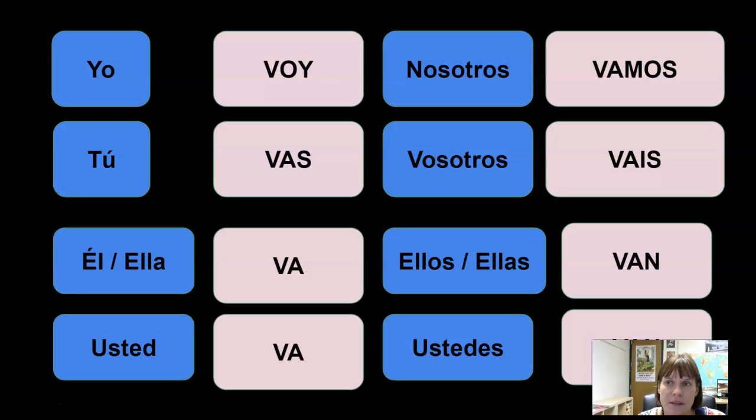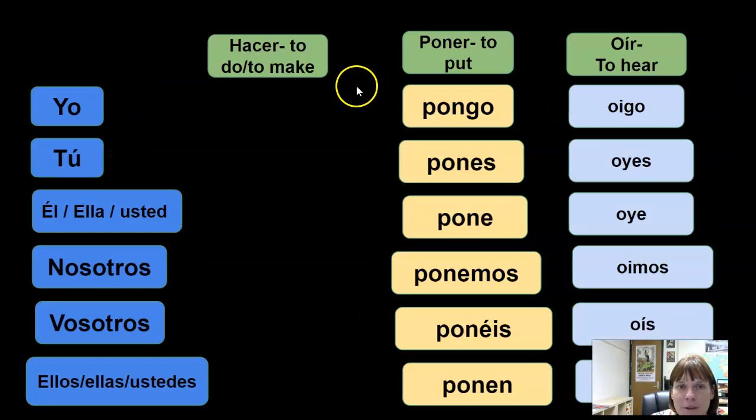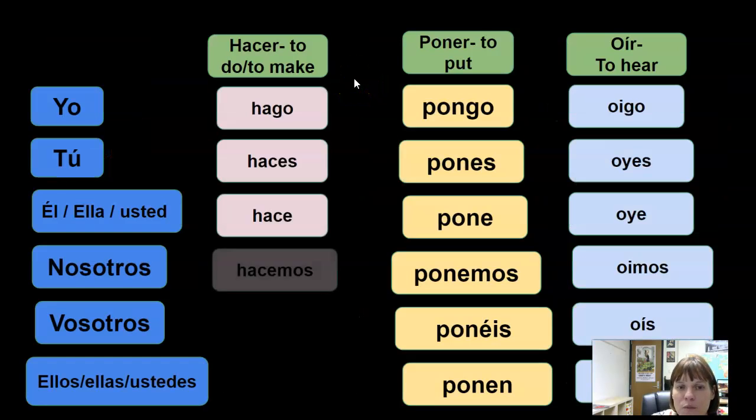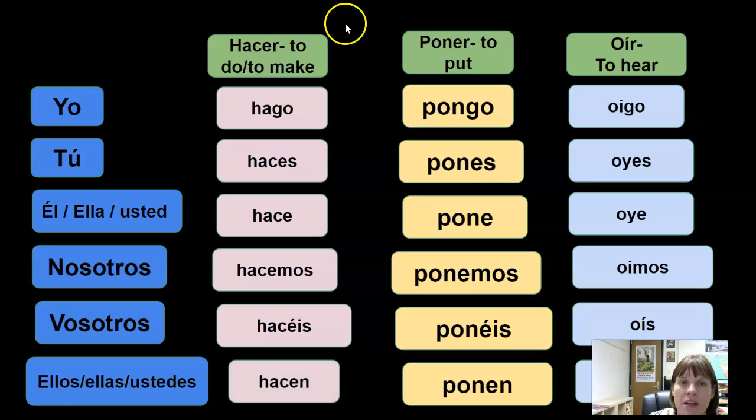So I'm talking in the simple future. So this is a great way to tell people what you're going to be doing. Voy a practicar mi español. I'm going to practice my Spanish. So here you have ir. The next are some irregulars as well that we didn't get a lot of practice with before. So hacer, poner, and oír are known as go verbs.